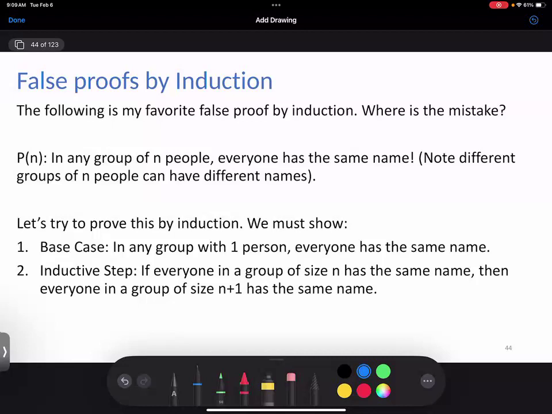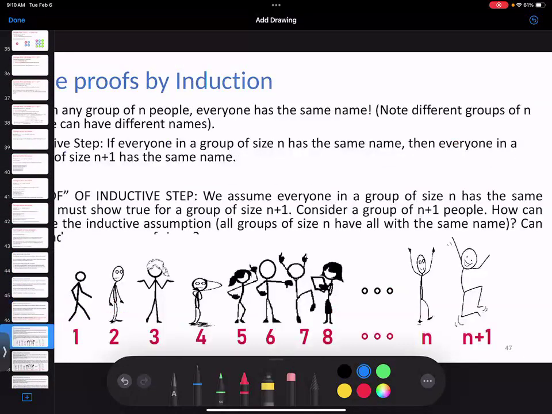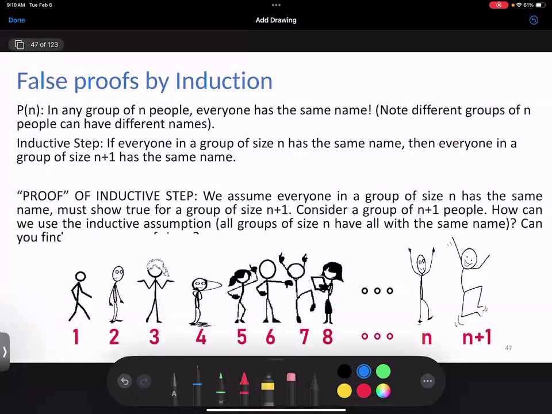Do you agree that the base case is true? Why? Good. You're just 1 person, so everybody has to have the same name. So now we get to assume that in a group of size n, everyone has the same name. And now we want to show in a group of size n plus 1, everyone has the same name. All right, so the base case follows immediately, as we said. So let's prove the inductive step.